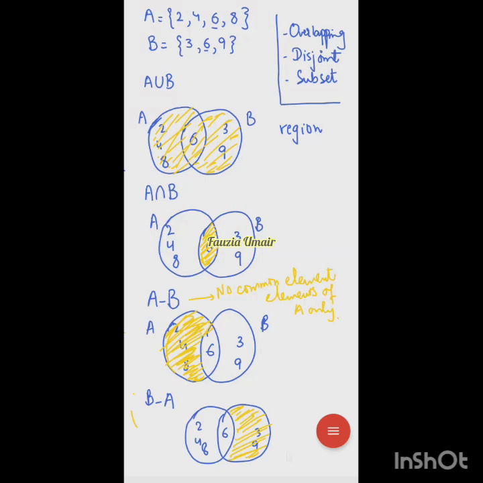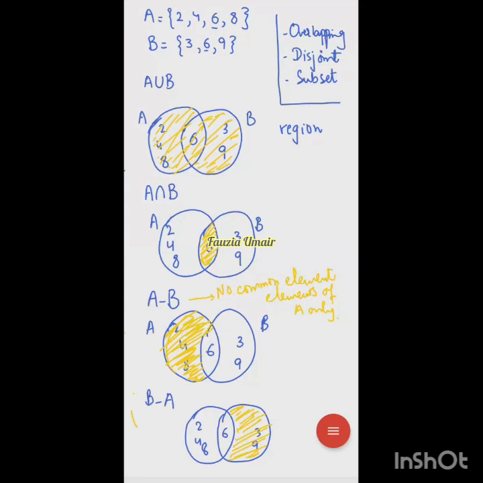But now this is the question for you: what if the two sets are disjoint sets? Do you think the same shading will be followed, or would there be some changes? What do you say?